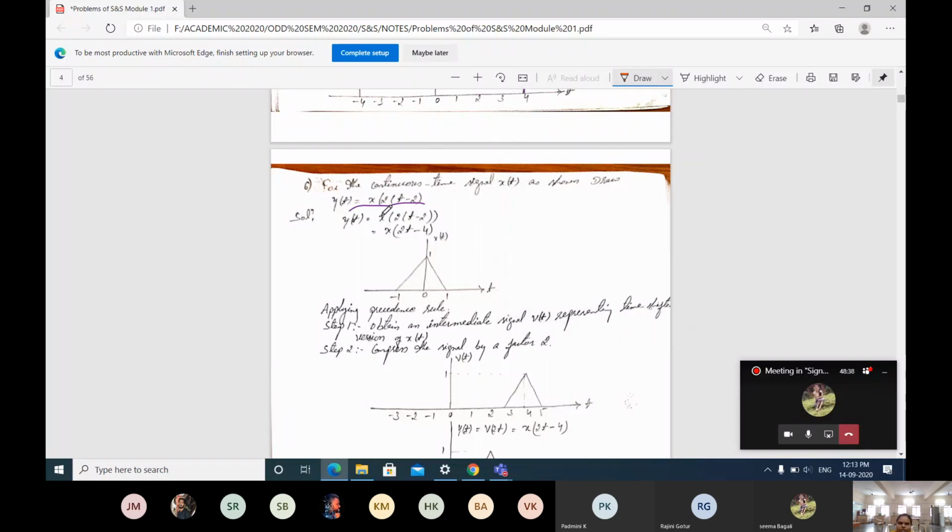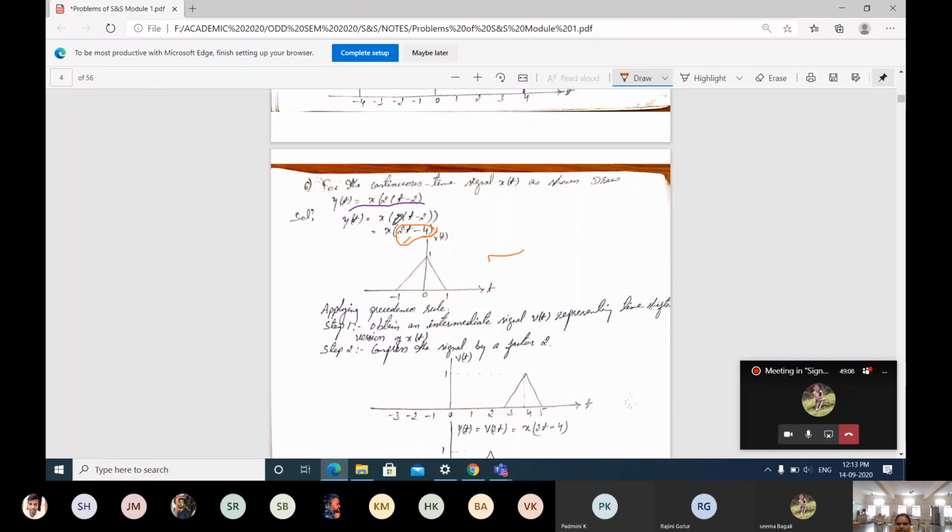Here y of t is equal to x of 2t minus 2. This x of t signal is already given for us. What I will do is multiply here: 2 into 2t is 2t minus 4. Observe here, it is given as 2t minus 4, right? Here the shift operation is there, and the scale operation is also there.